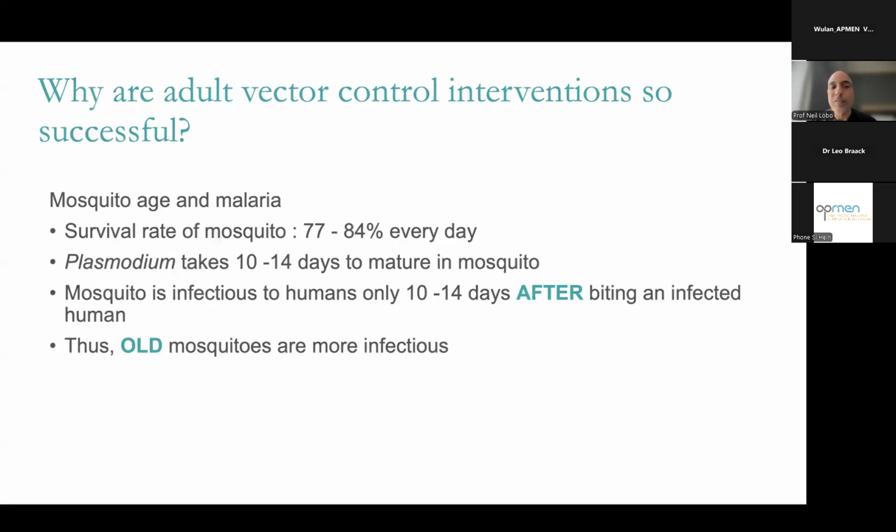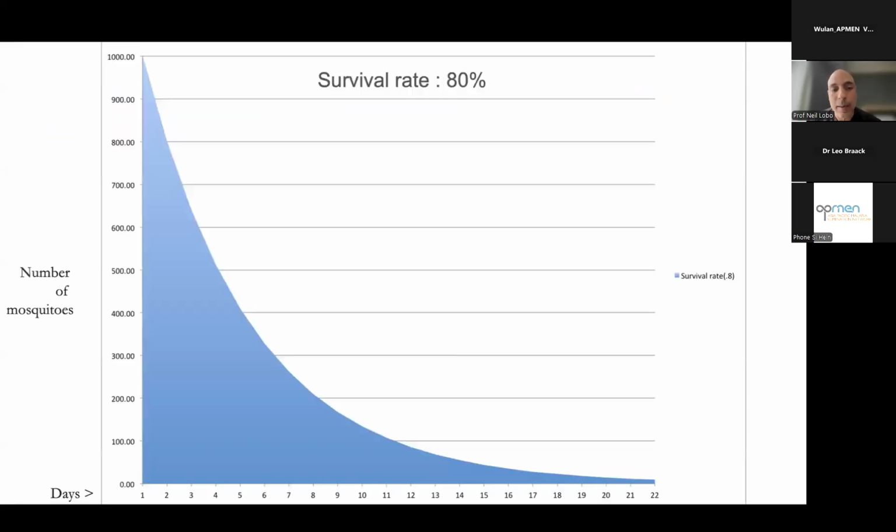Now, think about this. If Plasmodium, the malaria parasite, takes about 10 to 14 days to mature in mosquitoes, that means the mosquito is only infectious to humans after that 10 to 14 day period, right? Because before that, the malaria parasite is not mature in the mosquitoes. So, thus, old mosquitoes are more infectious. This is sort of counterintuitive, but let's look at it in a picture so that it's a lot clearer.